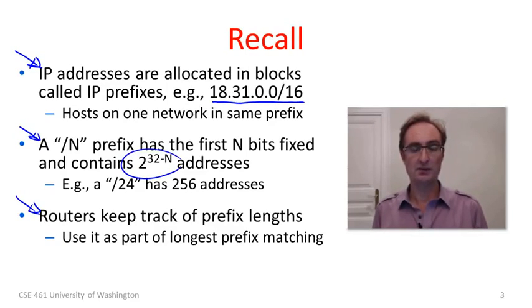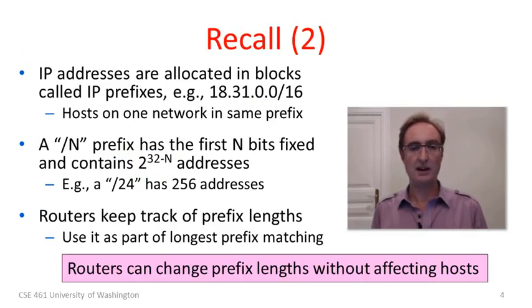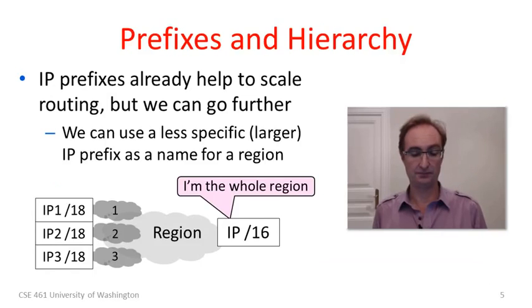There's one observation I want to make here, and that's that given this split and the fact that the prefix is not encoded in the address, routers can actually change the lengths of prefixes just to suit their own needs in ways which will help routing scale without affecting any of the hosts. This is the flexibility that we're going to leverage here. So let's move on now towards subnets and aggregation.